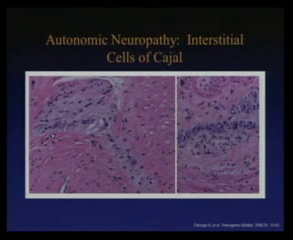This is an H&E stain of a myenteric plexus in a normal patient and the ganglia, and it's nice and healthy appearing, but on the right, this is a patient with diabetic gastroparesis, and there's a lot of lymphocytic infiltration in the intermyenteric plexus, and it's thought that this chronic inflammatory response also plays some role in the adverse motility.